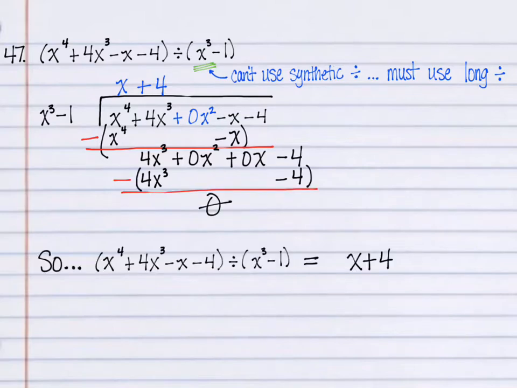And so therefore, when we do this division, we get the answer of x plus 4. That's what's up here when we did the long division, x plus 4. So our answer is x plus 4.